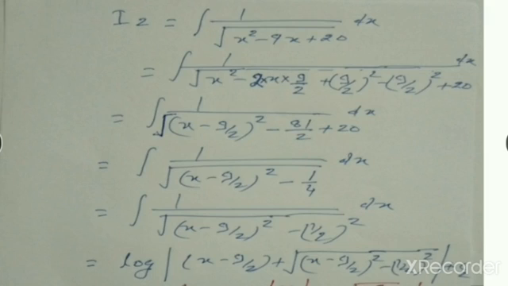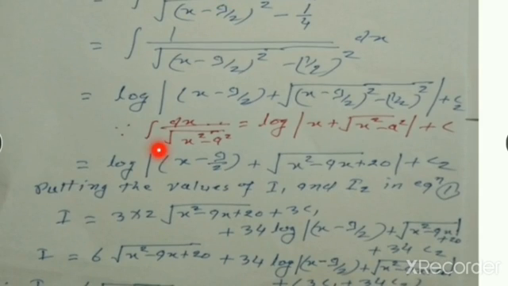Here, this is equal to integration 1 upon square root of x minus 9 by 2 whole square minus 81 upon 4 plus 20, which is equal to integration 1 upon root x minus 9 by 2 whole square minus 1 upon 4. Its calculation: minus 1 upon 4 is equal to integration 1 upon root x minus 9 by 2 whole square minus 1 upon 2 whole square.